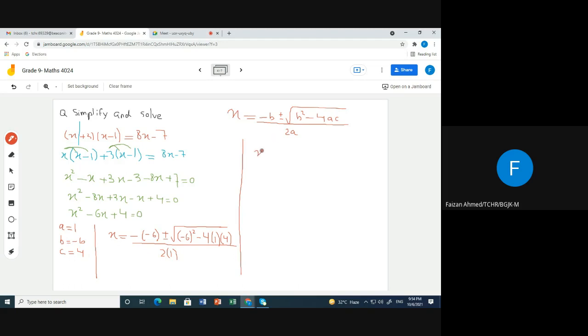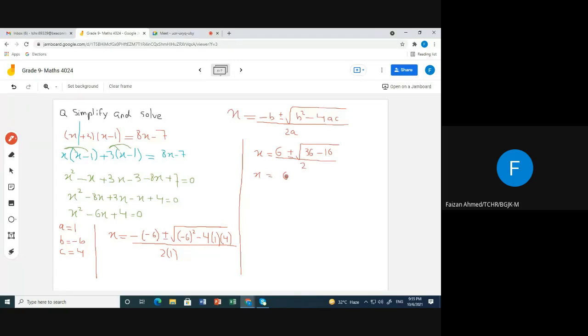So x will be equals to, this minus and this minus will be positive, so this will be plus. This is positive and a negative sign. Now comes the square root. Minus 6 square means minus 6 multiplied by minus 6, and it will be positive 36, because I know that the negative square of a negative number is always positive. And then this is minus, so this will minus. 4 times 1 is 4, and 4 4s are 16, so this will be 16, and then whole divided by 2. 2 times 1 is 2 equals to x.